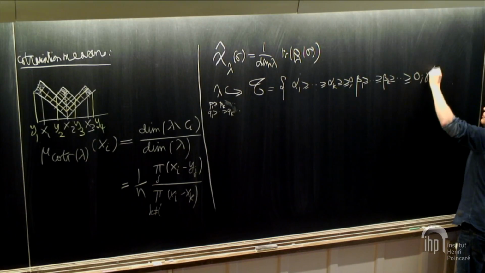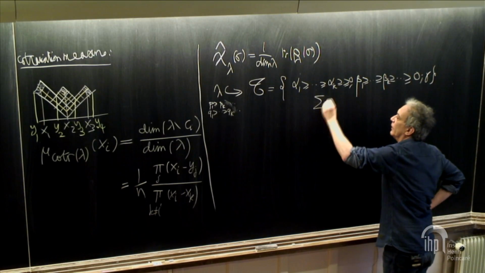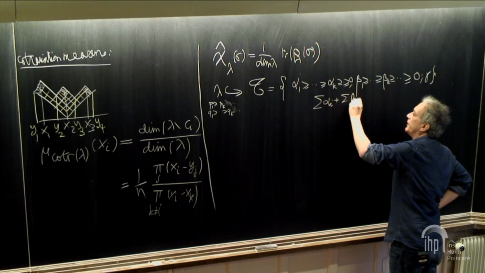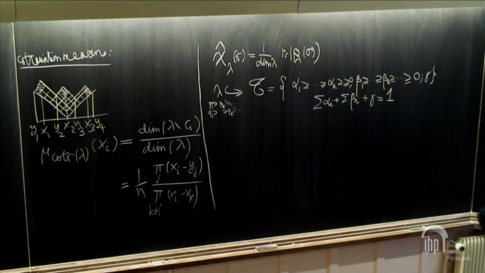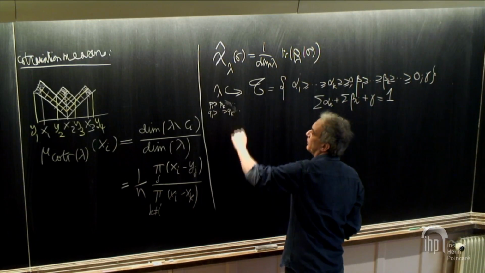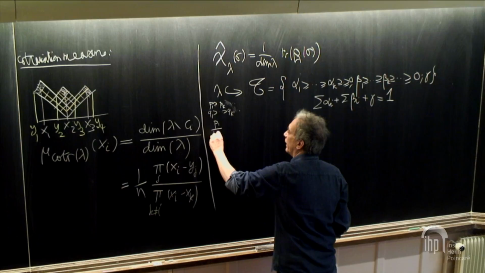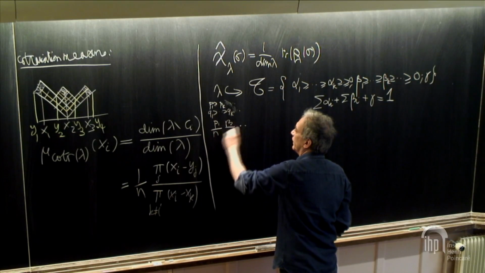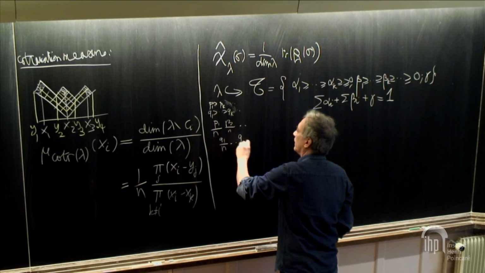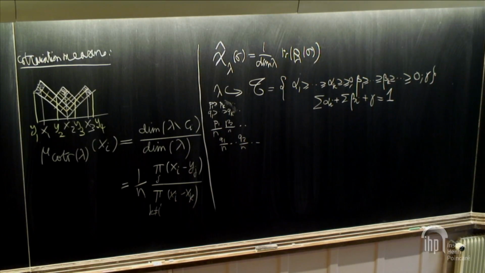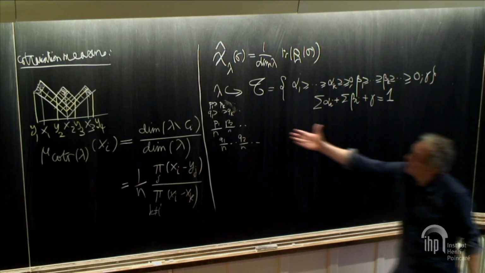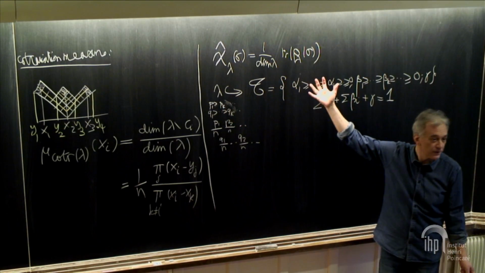And we have a third number, gamma, and the condition that the sum of alpha i plus the sum of beta i plus gamma is equal to 1. So all these numbers are between 0 and 1. The embedding just sends the partition to P1 over n, P2 over n, etc., and Q1 over n, Q2 over n, etc. So we embedded the set of partitions of n into this compact space.